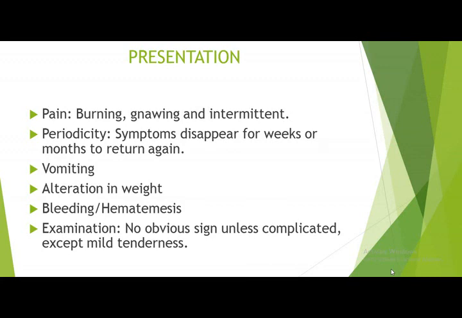In the examination you won't be able to find any finding, no obvious sign, unless there is a complication, like if a duodenal or gastric ulcer has pyloric obstruction, gastric outlet obstruction, because of a benign stricture at the first part of the duodenum or in the stomach. The patient might have fullness in the epigastrium, or there might be mild tenderness, or there could be a succussion splash, which is the commonest physical sign which could be elicited in patients having gastric outlet obstruction.